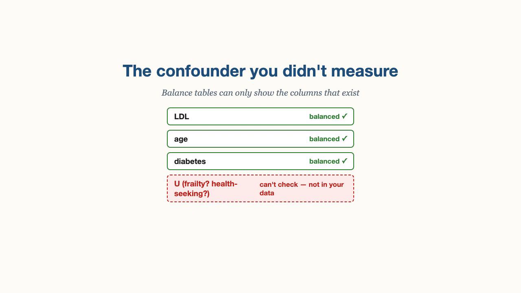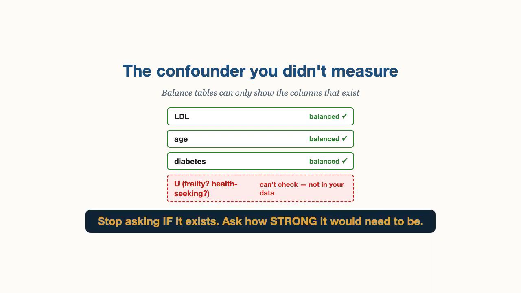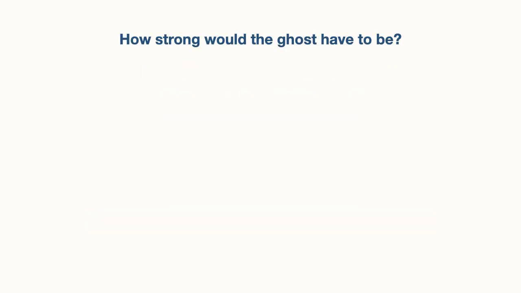Two bad replies are common. 1. We adjusted for 47 variables, as if quantity were proof. 2. Observational data can never prove causation. Pure despair. The honest move sits between them, and it is the name of this module: judgment. Stop asking whether an unmeasured confounder exists, it does, and start asking how strong it would have to be to overturn your result. Here is how you turn that into a number.